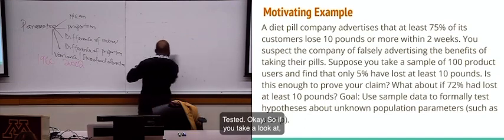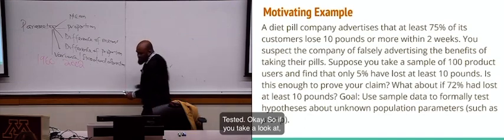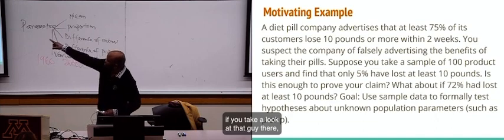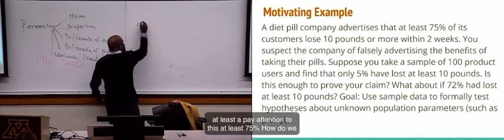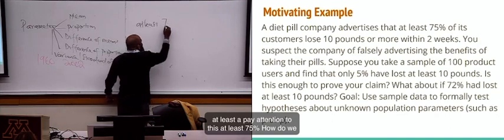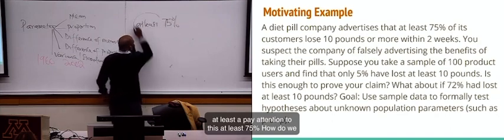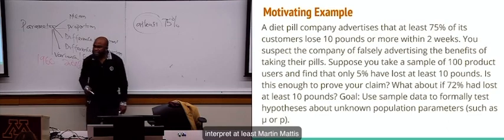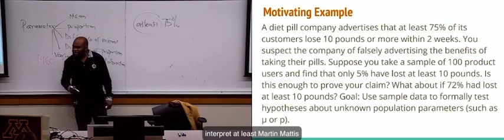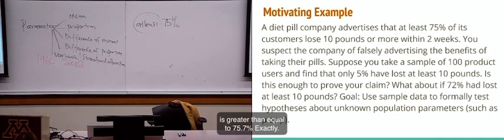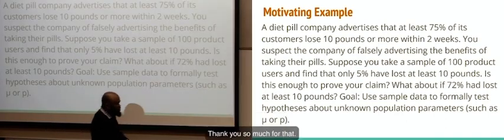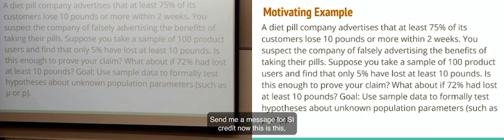So if you take a look at that guy there, pay attention to this: at least 75%. How do we interpret "at least" in mathematics? P is greater than or equal to 75. Exactly. Thank you so much for that. Send me a message for extra credit.